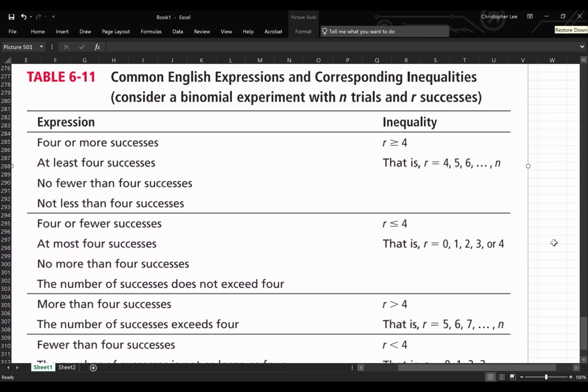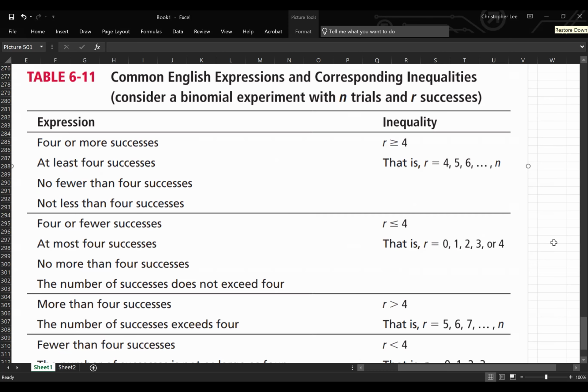So look, if I say 4 or more, if I say at least 4 successes, if I say no fewer than 4 successes, or if I say not less than 4 successes, I mean R is greater than or equal to 4. So I'm talking about 4, 5, 6, 7, 8, 9, etc., all the way to infinity. If I say 4 or fewer successes, if I say at most 4 successes, or if I say no more than 4 successes, or if I say the number of successes does not exceed 4, that means R is less than or equal to 4. So I'm talking about 4, 3, 2, 1, 0.